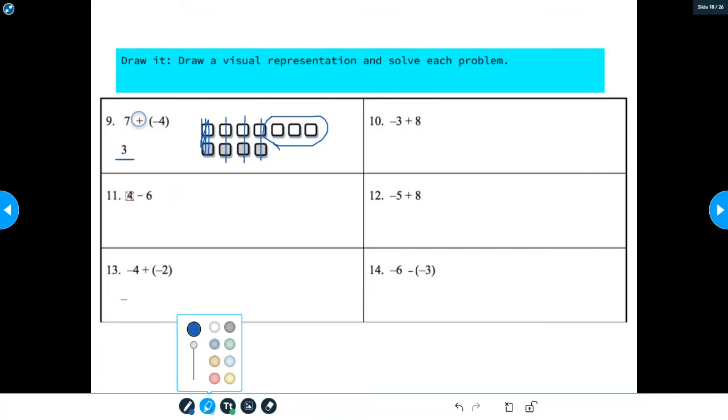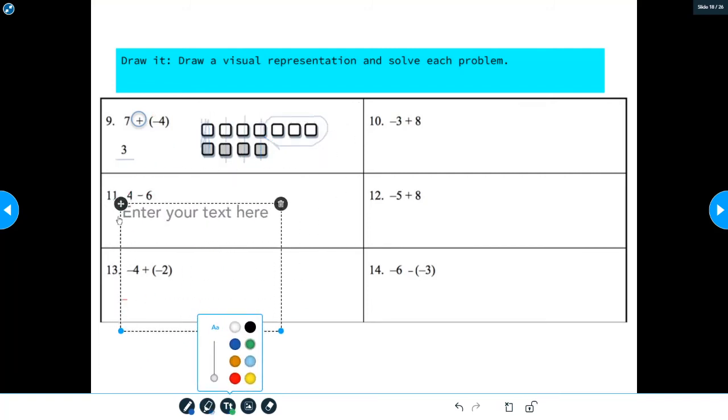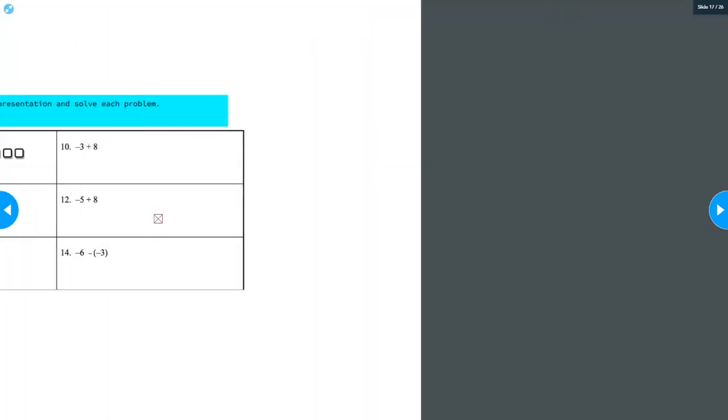So for positive numbers, I have, oh, actually, looking at this, it is a subtraction problem. I don't like subtraction problems. If it's a subtraction problem, I'm going to rewrite it. Okay, so I push the text box, and I'm going to rewrite this. So I use my rules: keep, change, opposite. So I keep the 4. I'm going to change it to a plus. And that was a positive 6 over here, so I'm going to change it to a negative 6.